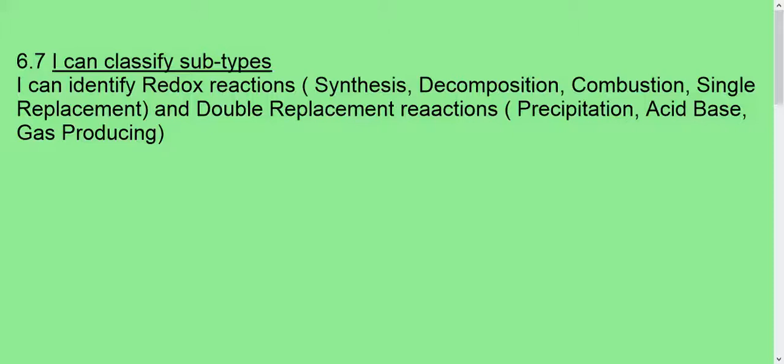Target 6.7, I can classify subtypes. I can identify redox reactions. If it's a redox reaction, it is either synthesis, decomposition, combustion, or single replacement. I can identify redox reactions and double replacement reactions. If it's a double replacement reaction, then it's either precipitation, acid-base, or gas producing.